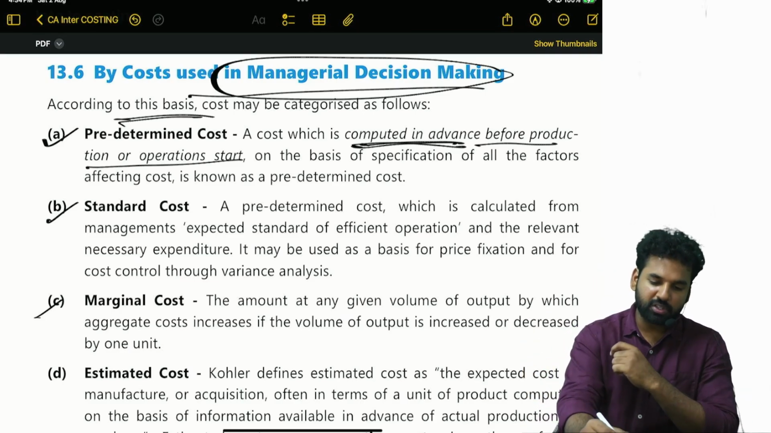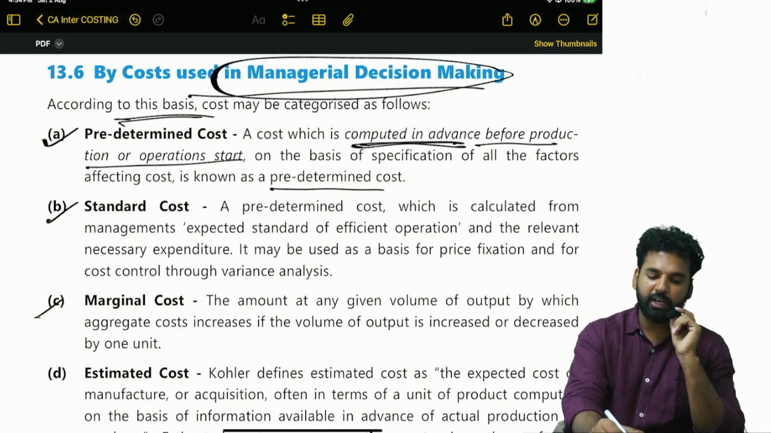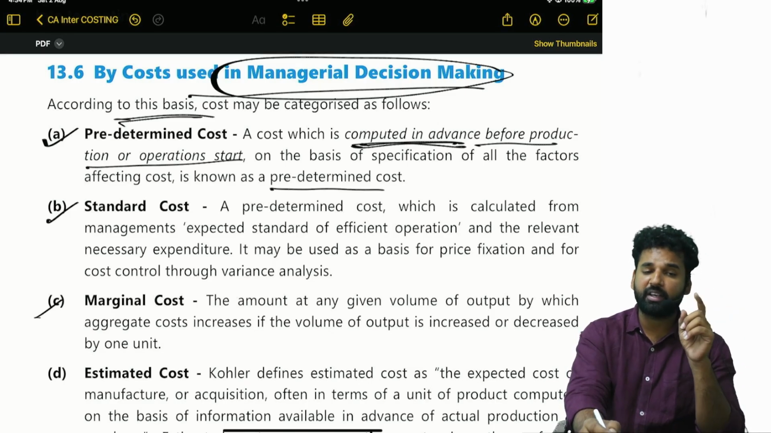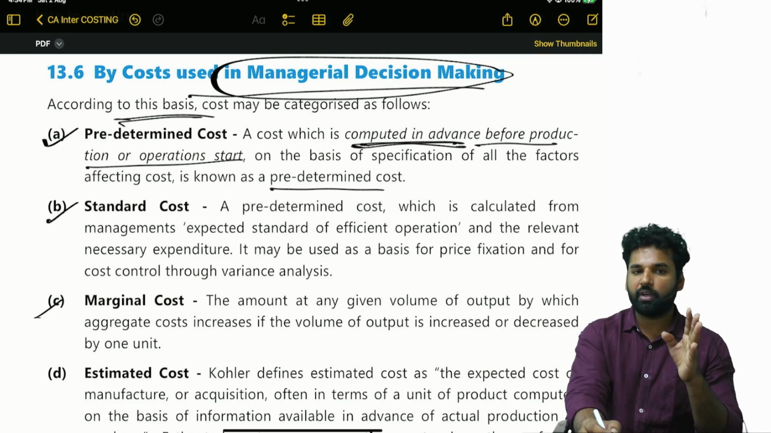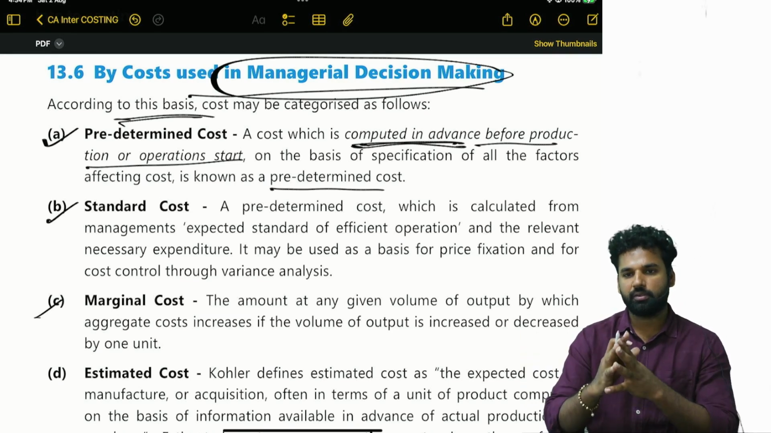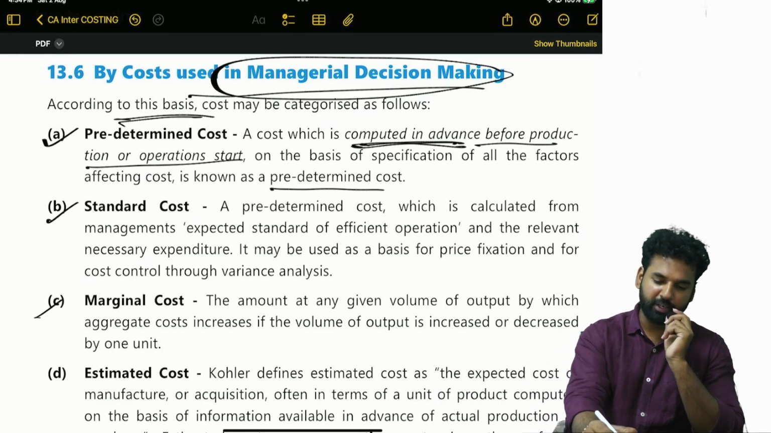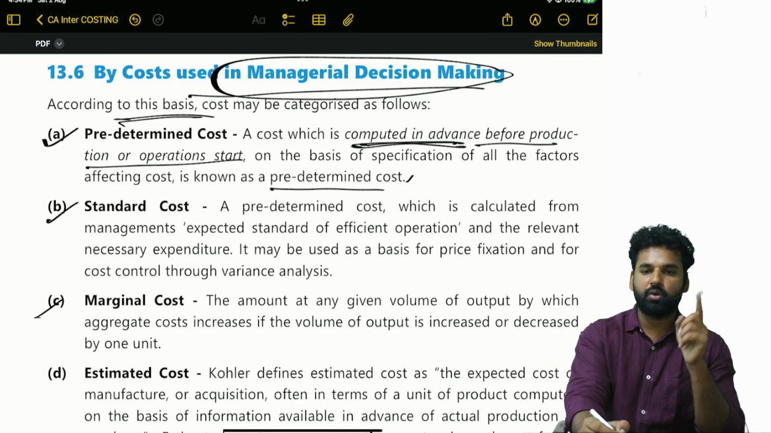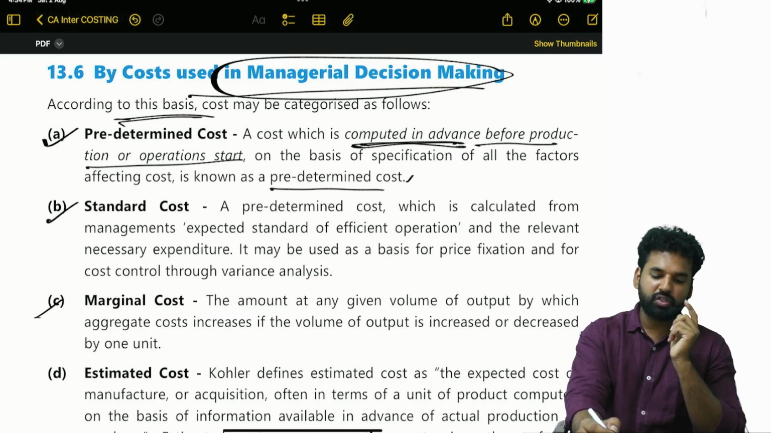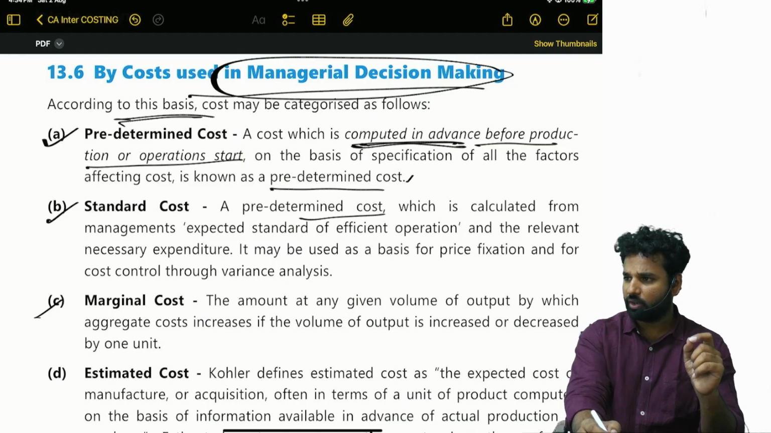On the basis of specification of all the factors affecting the cost, it is known as predetermined cost. If we are making an estimate, it shall be a reasonable estimate. You should consider all the factors, then only you will arrive at a particular cost. That is what is called predetermined cost. Next is standard cost. Standard cost is also a predetermined cost only.